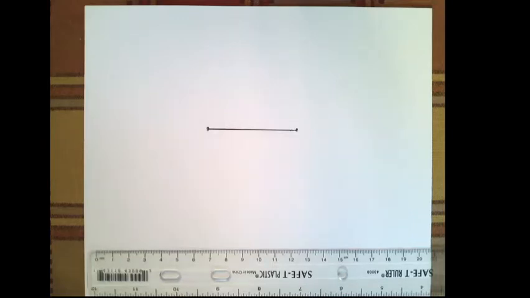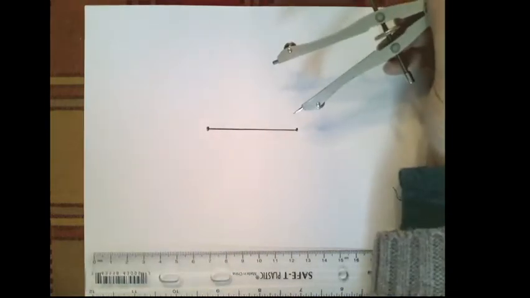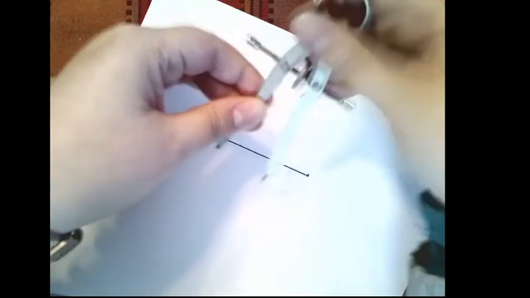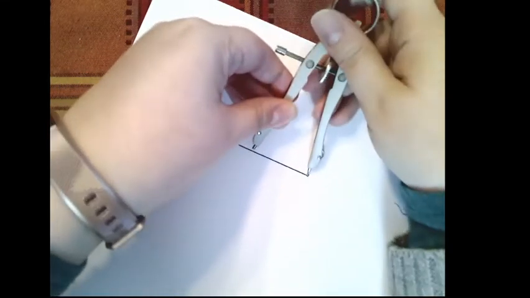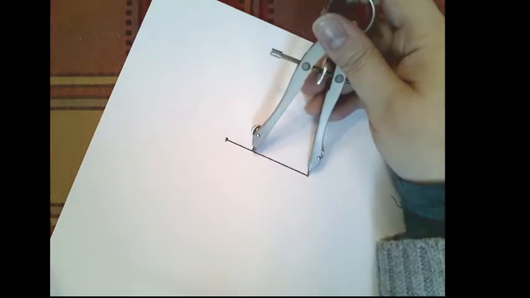So the perpendicular means it makes a 90-degree angle. The bisector means it's going to cut this line segment in half. So our first step, and this is the important step, is to pick a radius on your compass that is over half the length of your line segment. It needs to be bigger than half. If it is less, it will not work.